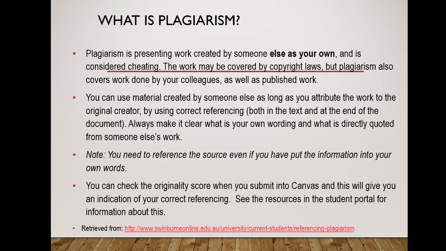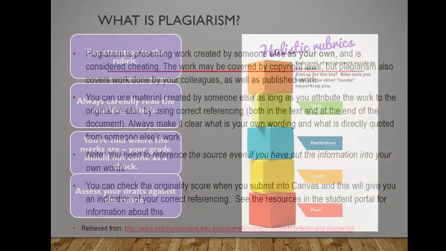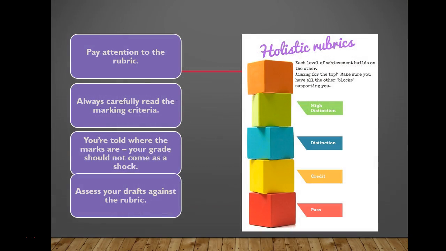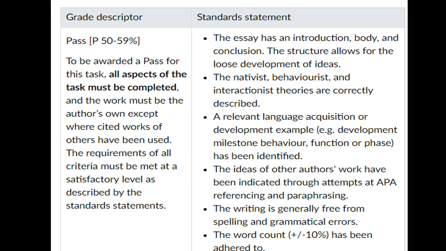But we don't want to scare you in regards to this, but we certainly do want to make you aware of it. Again, for this essay, we are using a holistic rubric. So that's where we are looking at all the past criteria. Then you move to your credit, distinction and high distinction. So that's how we move through in regards to our marking. So that's how your essay will be marked this time round.